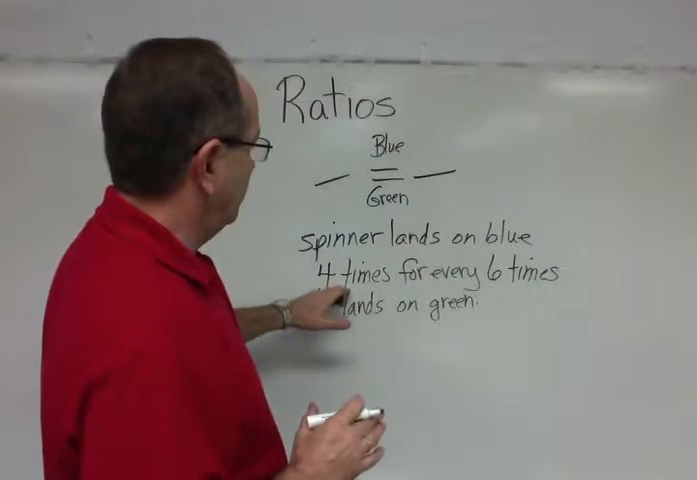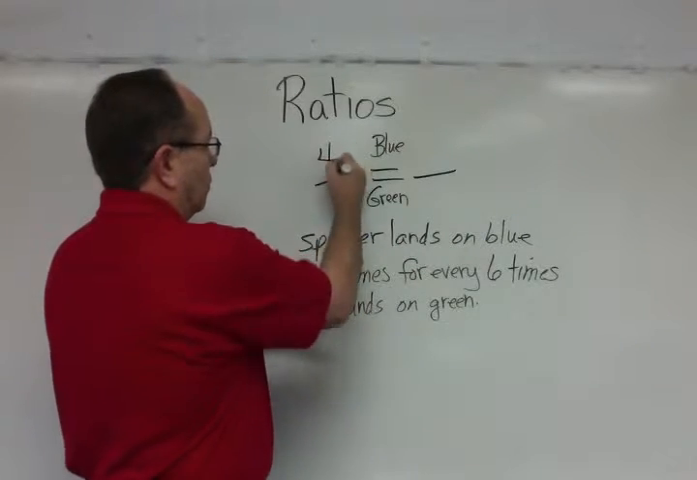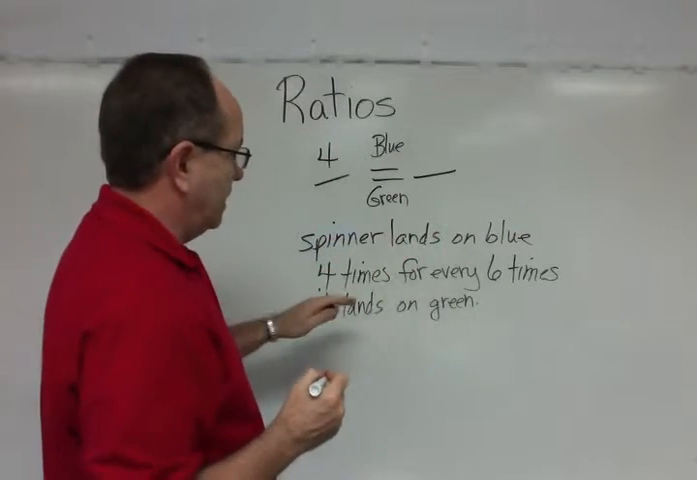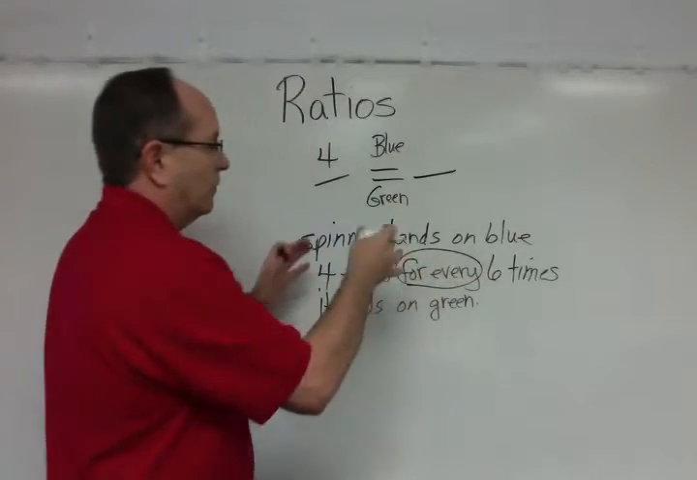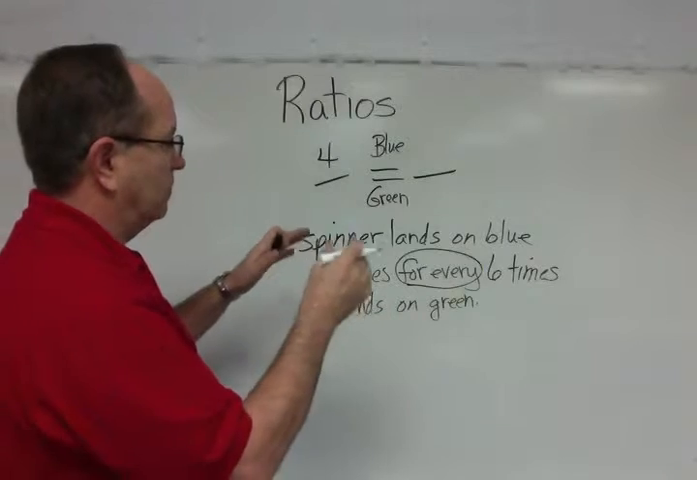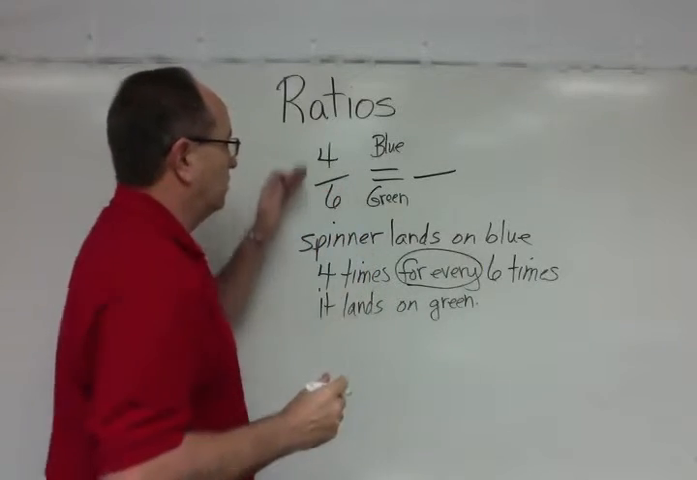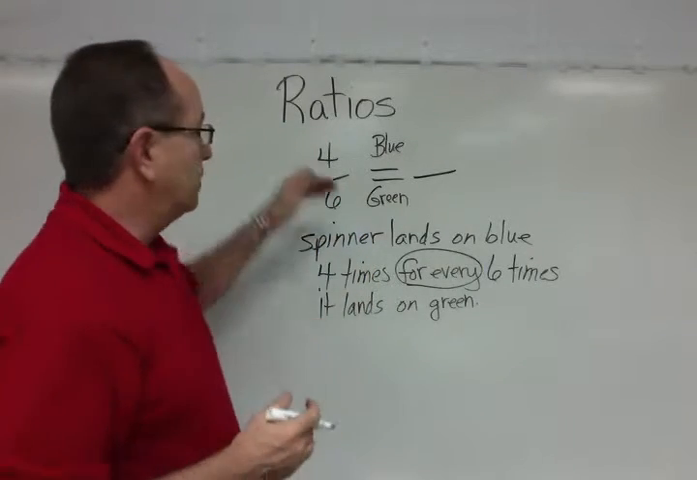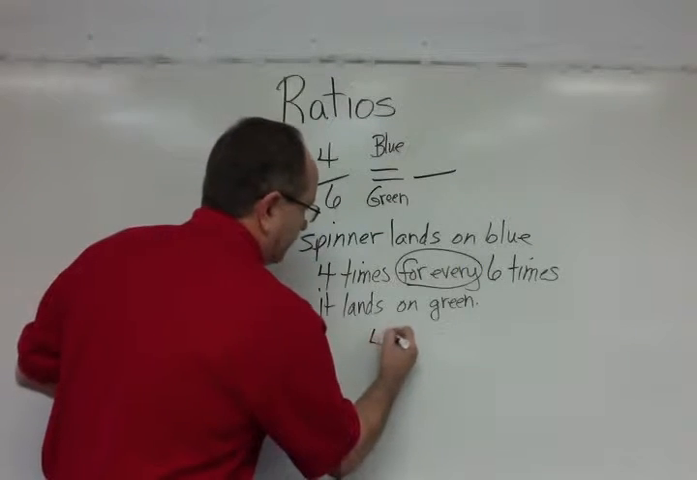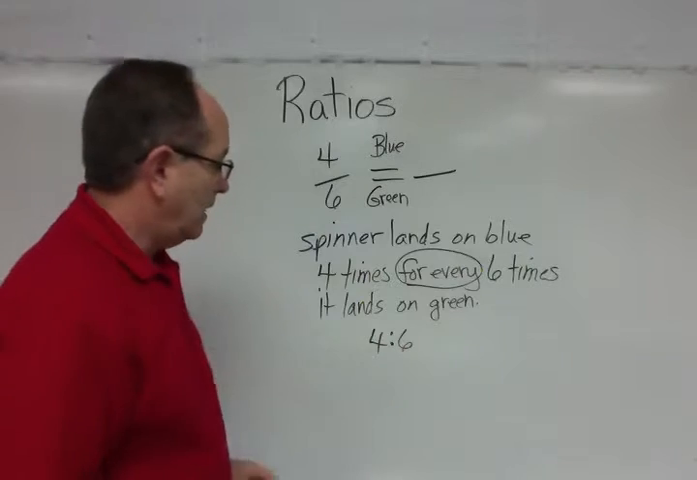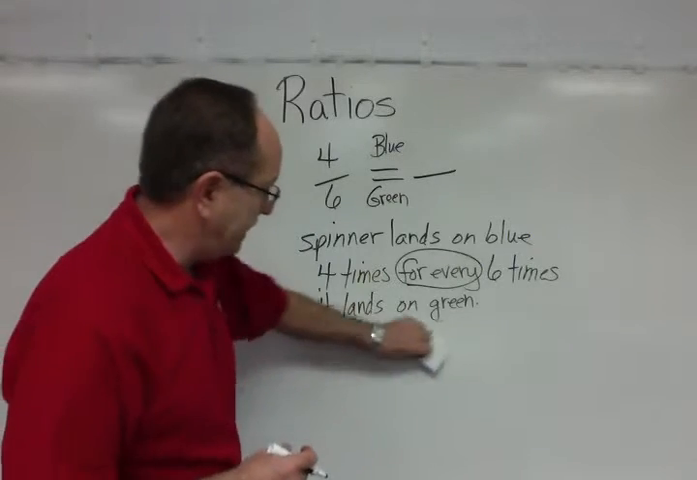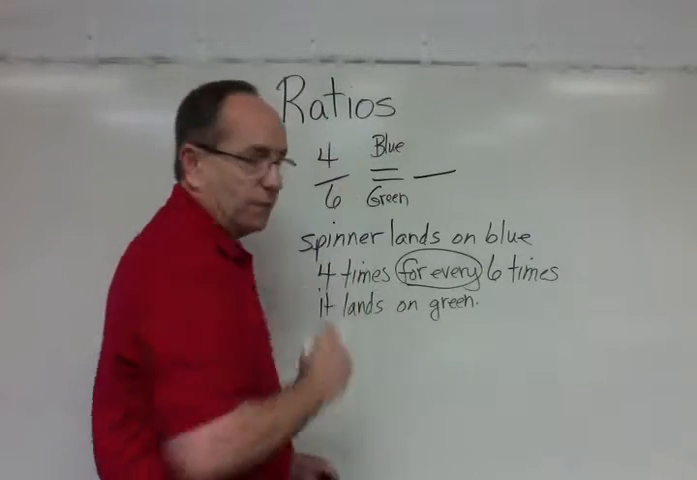So how many times is it going to land on blue? 4. And for every, so now I'm comparing the two. There's my key words. So for every time it lands on blue, 6 times it lands on green, for 4 times on blue. So there's my ratio. How could I write that? Remember, it could look like this, 4 to 6, and that's another way of writing it. And so I have my 4 to 6, green and blue.